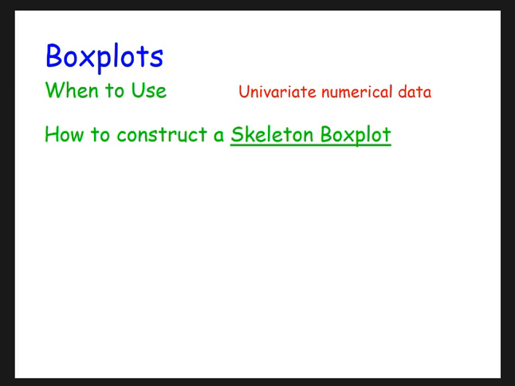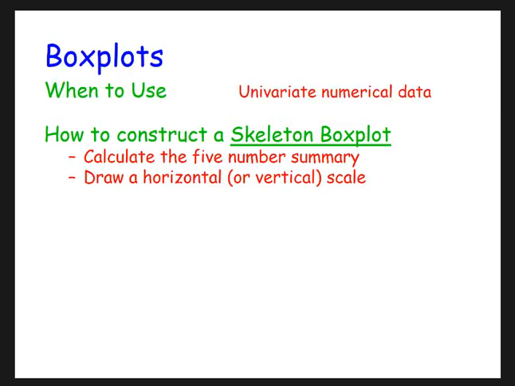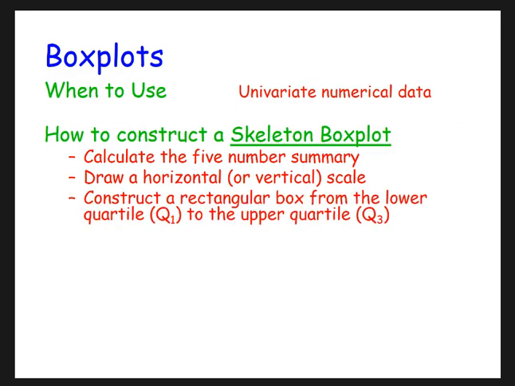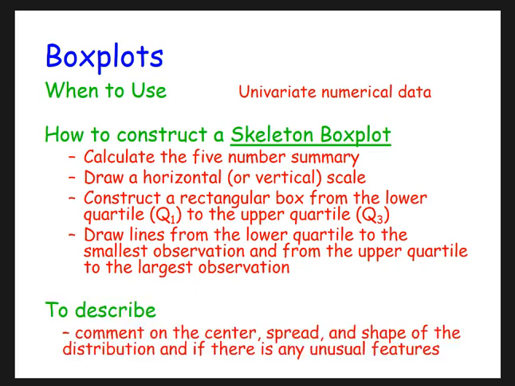Let's talk about first how to construct what's called a skeleton box plot, which is a basic box plot. We find that 5-number summary that I mentioned. We draw a horizontal or vertical scale. Usually we do horizontal. It's a number line. We construct a rectangular box that goes from the first quartile up to the third quartile. We draw a line to represent the median in the middle of that. And then we also draw lines out from the first quartile to the smallest value and from the third quartile up to the largest value. Each section of the box plot represents 1/4 of the data points, so we can see how spread out it is in each individual section of the data.